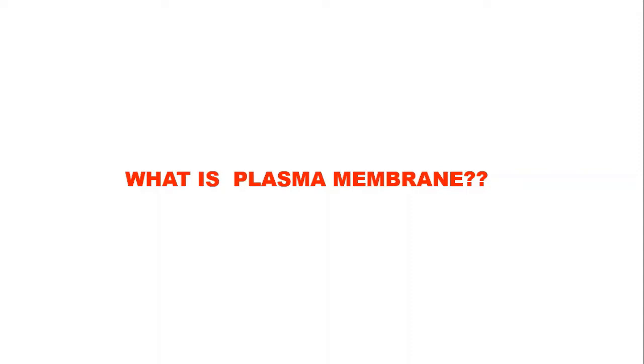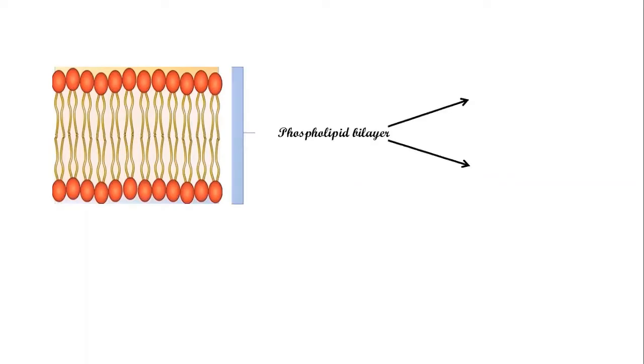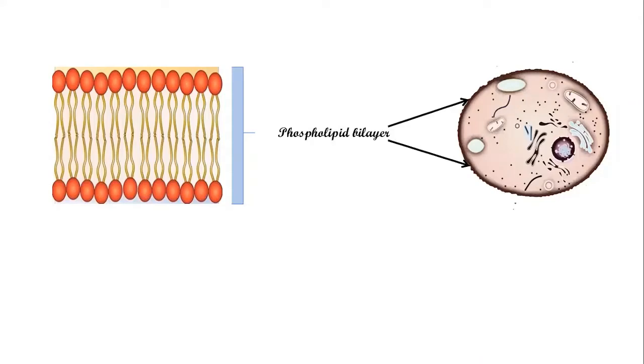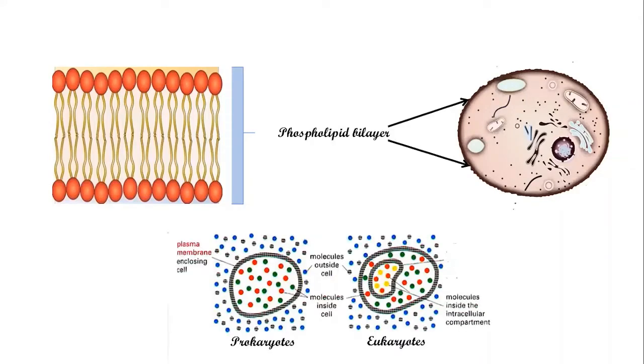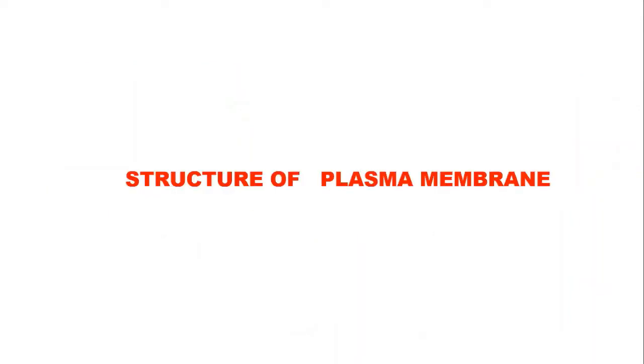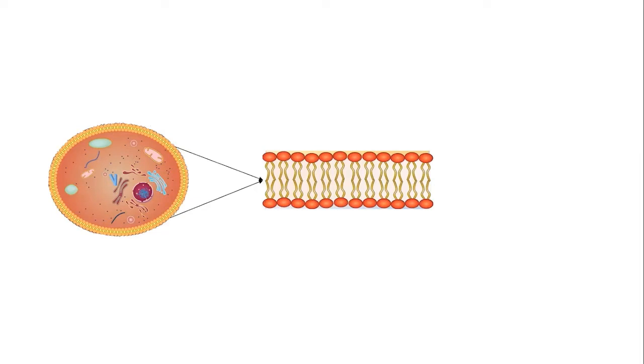The plasma membrane is a phospholipid bilayer that surrounds the entire cell and encompasses the organelles within. In both prokaryotes and eukaryotes, we can see the plasma membrane, which separates molecules inside and outside the cell. Next, we will see the structure of plasma membrane. The structure of plasma membrane is also termed as phospholipid bilayer.